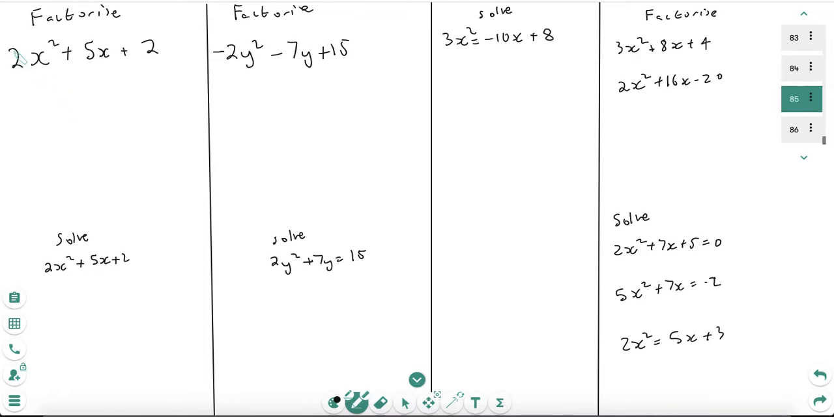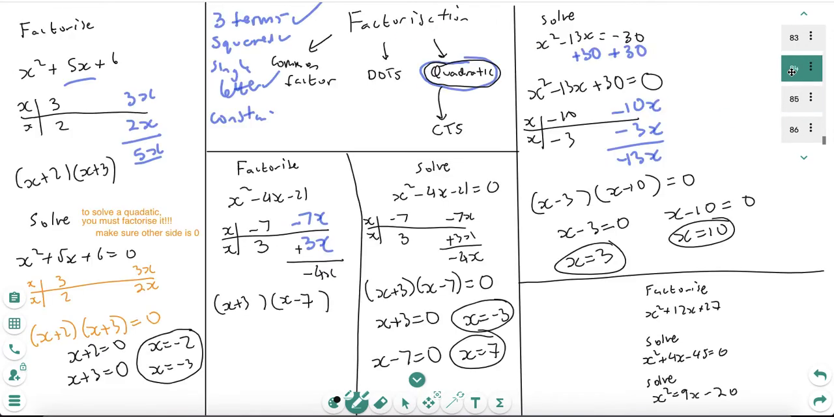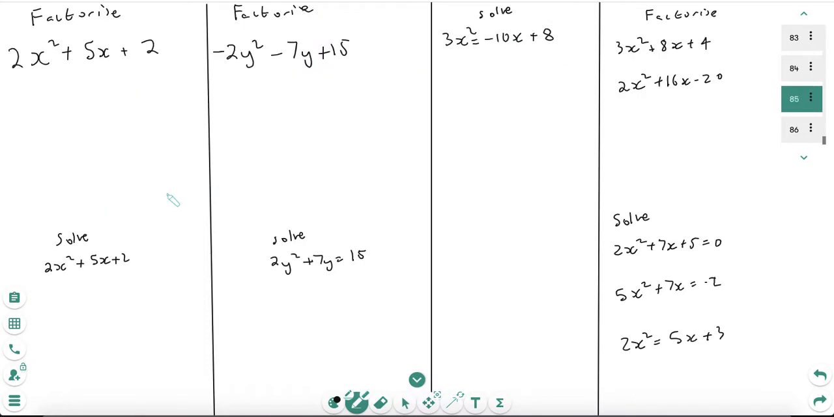How are these questions different? Well, there's a number in front of x squared. 2x squared, minus 2y squared, 3x squared, all right? Earlier, it was all just x squared. How do we do it, though? Still the same thing. Is it a quadratic? Is there a square term? Yes. Is there a single letter term? Yes. Is there a constant? Yes. Let's do it.